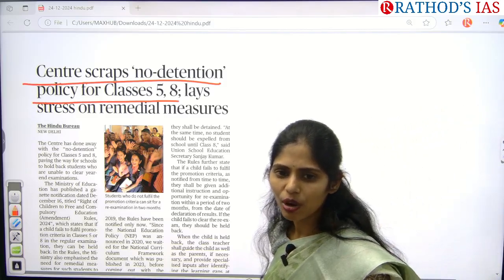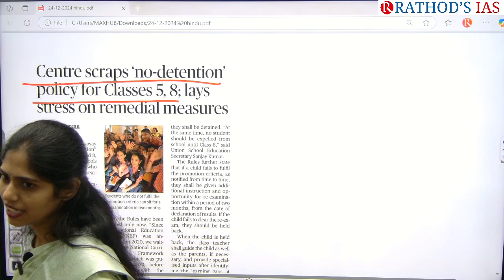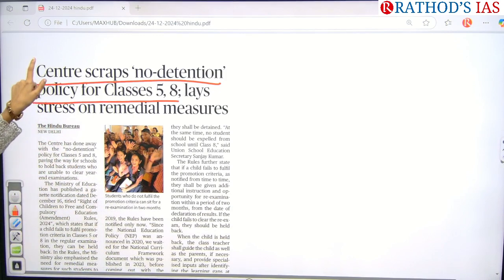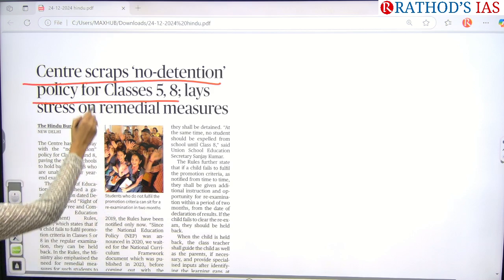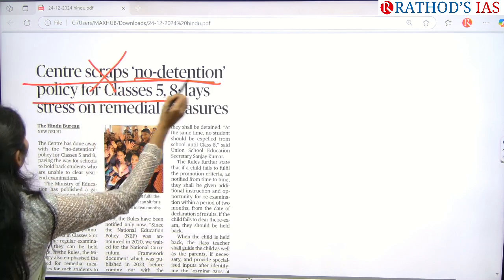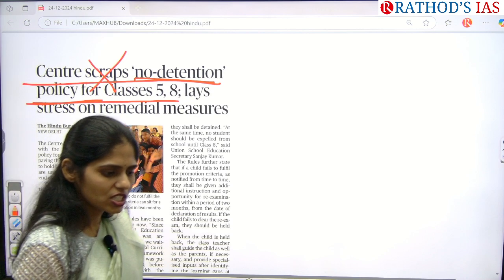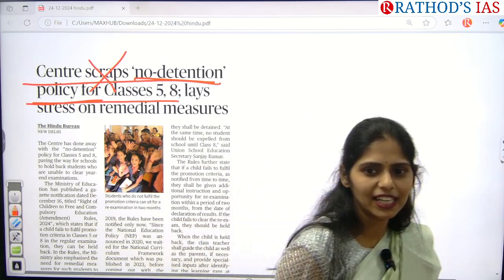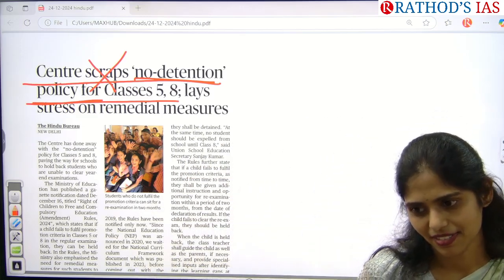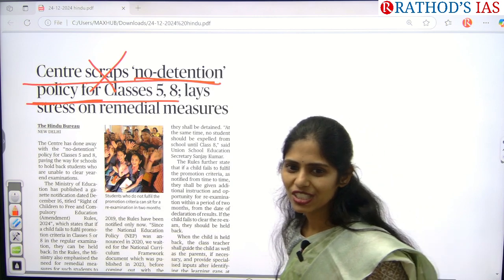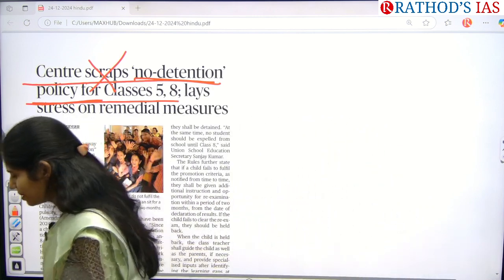So till now, the government had this no detention policy. But now, the government has scrapped it. That means the government removed the no detention policy. That means nowadays children who are failing 5th class and 8th class will again sit in the same class. Okay, so this is called the no detention policy.